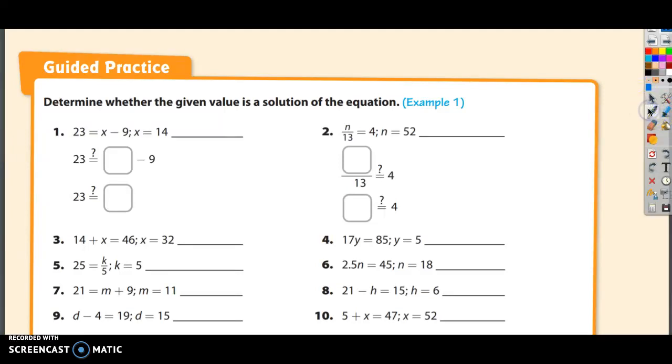This is page 300. And isn't that amazing? We are on page 300 in our textbook. That's pretty cool. All right, guided practice. Determine whether the given value is a solution of the equation.